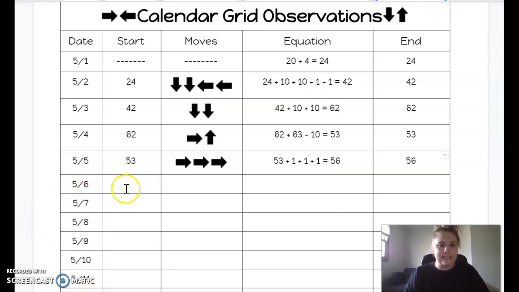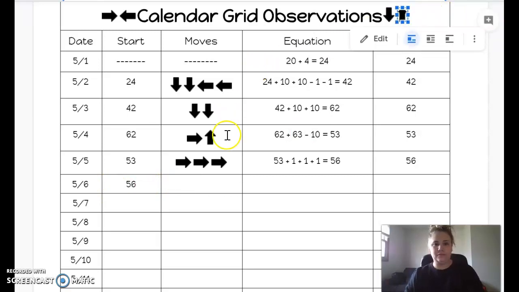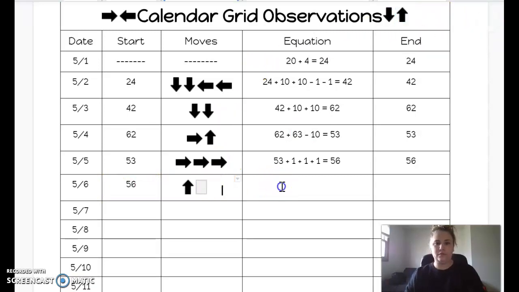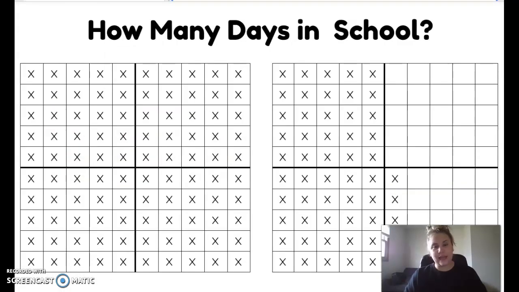So today is May 6th. We started at 56, and we went up 3. And our equation, like we said, was 56 minus 10 minus 10 minus 10 equals 26. Perfect. Yesterday we had 155 days in school.